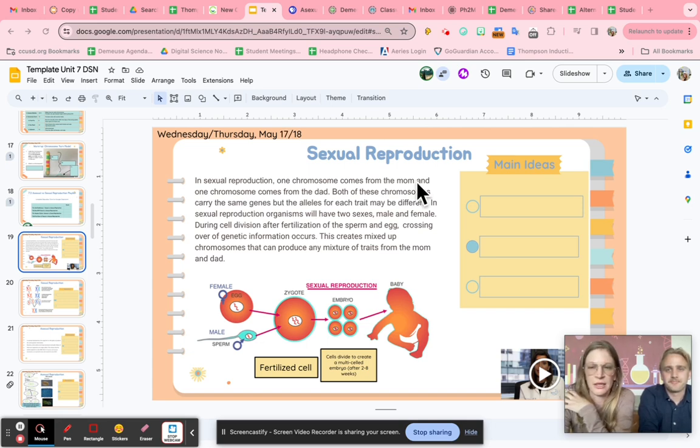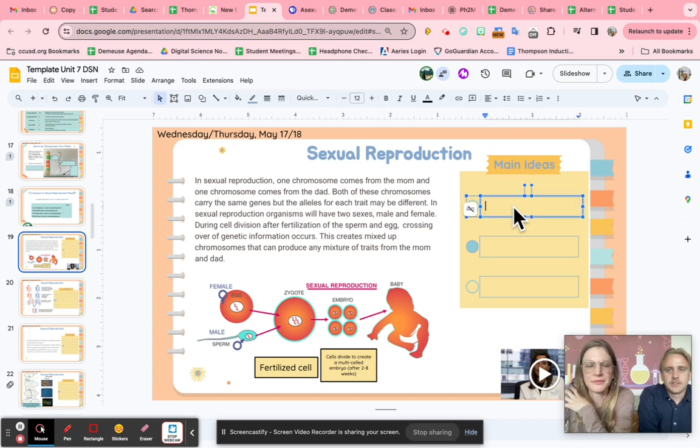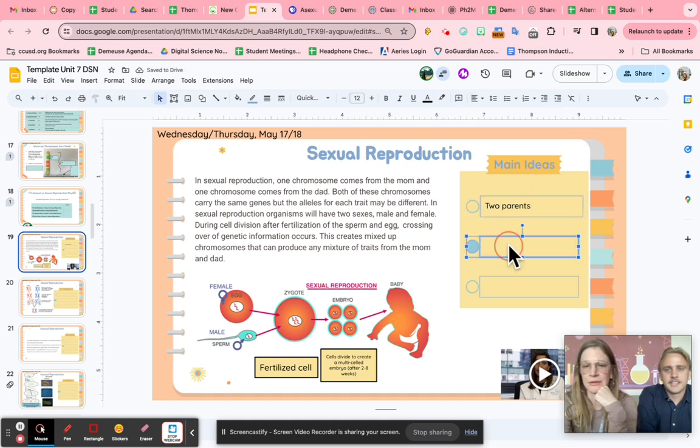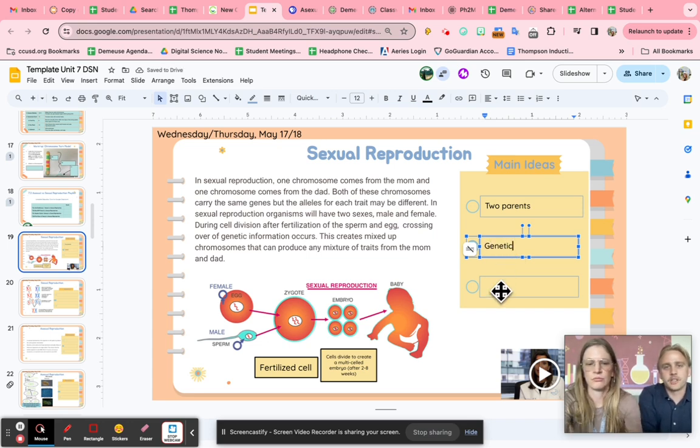Pretty straightforward. So the three main ideas, Mr. Thompson, can you tell me what they are? Well, definitely a main idea is that sexual reproduction requires two parents. Two parents, which seems kind of obvious, but not in asexual reproduction. Another main idea is that the offspring have genetic diversity, meaning their genes are different from one another, because you can get any mixture of traits between the mom and the dad.